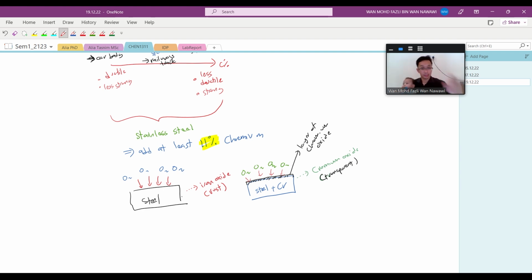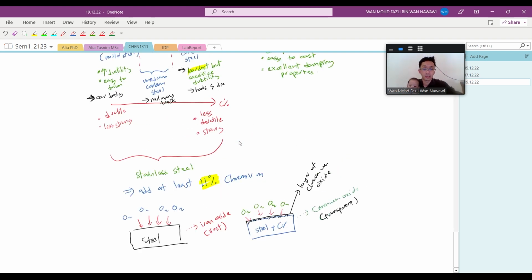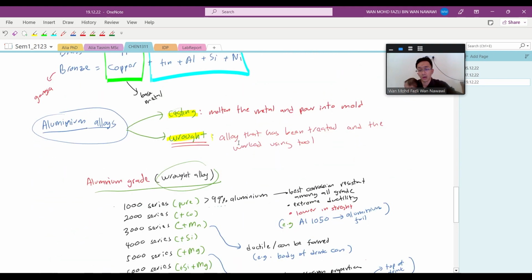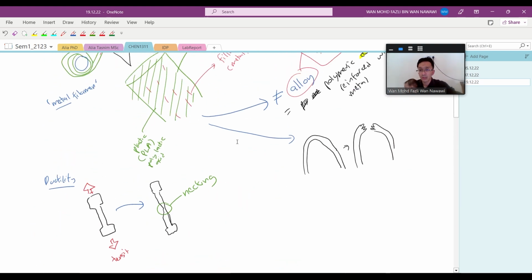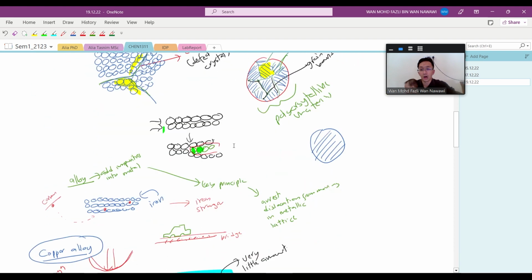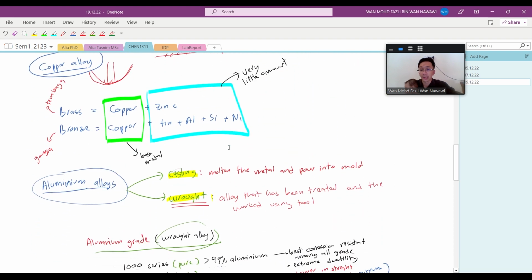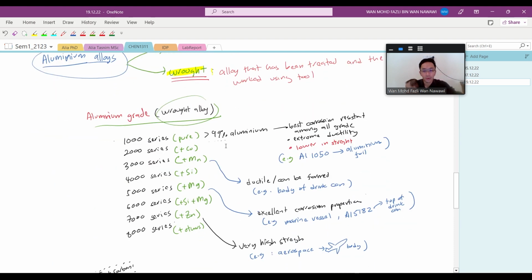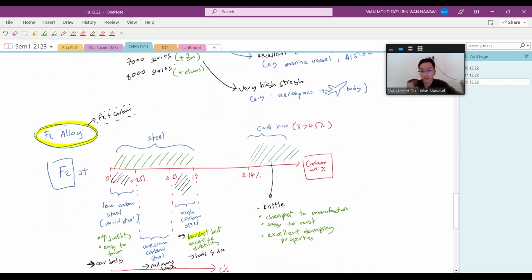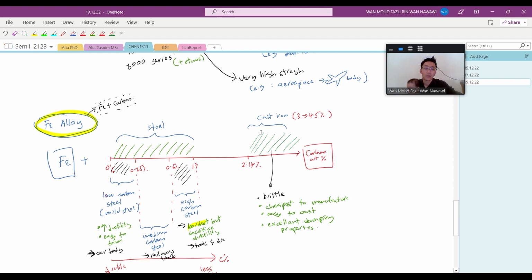Okay, the last. We talk about the steel and so on. We talked about metal alloys, dislocation, copper alloy, aluminium alloy, and then we also talked about the ferrum alloy, and then steel and cast iron. Now, before we end this, we need to ask how they make this steel, because the most common metal that is produced in the world is steel.